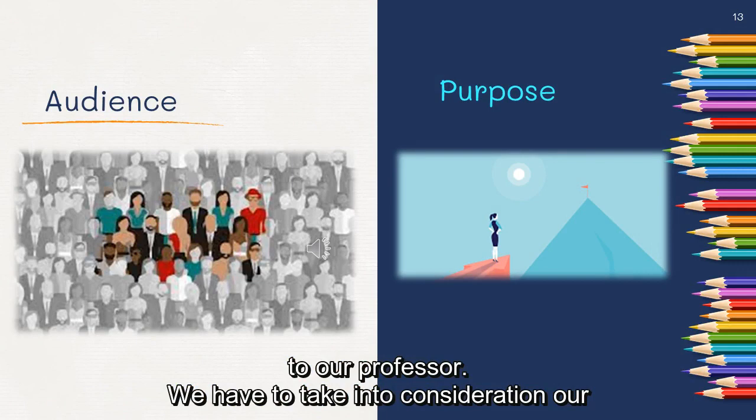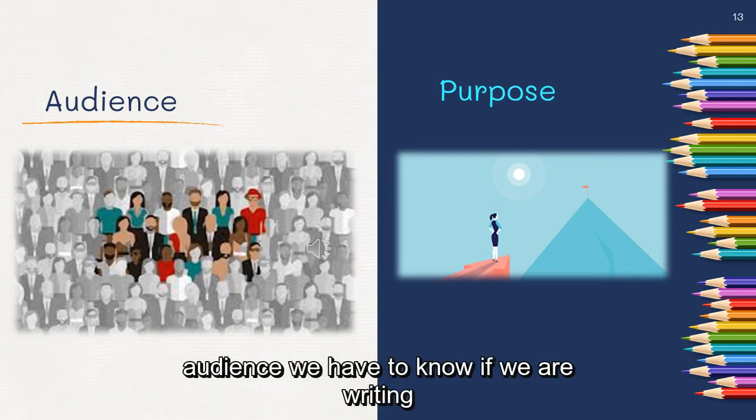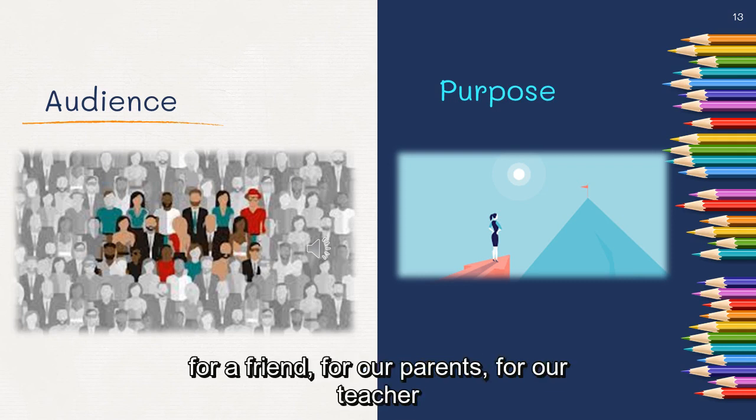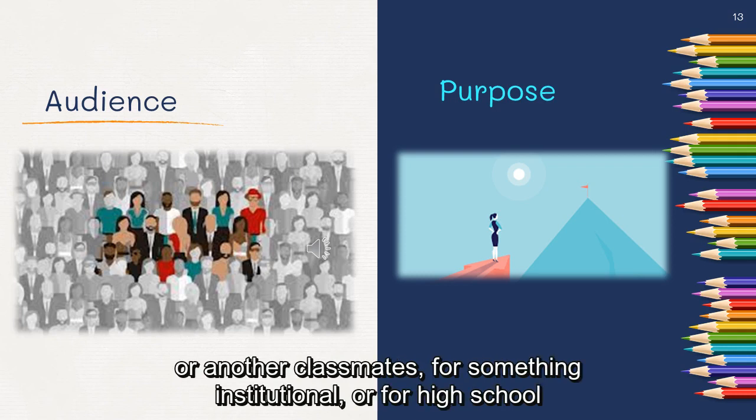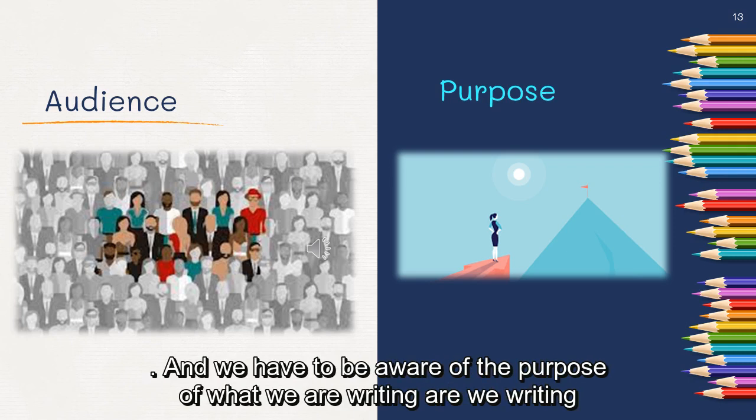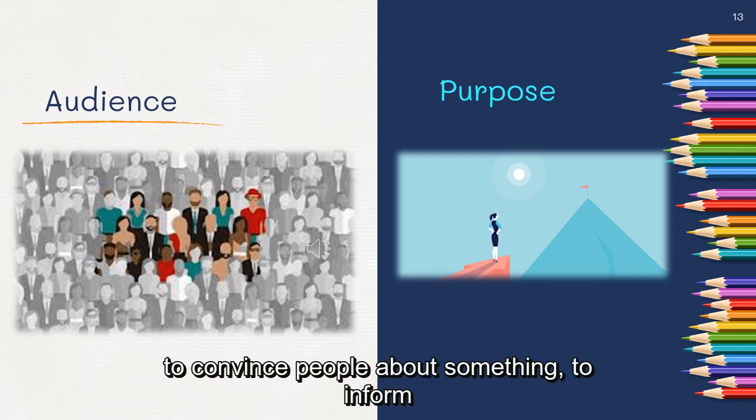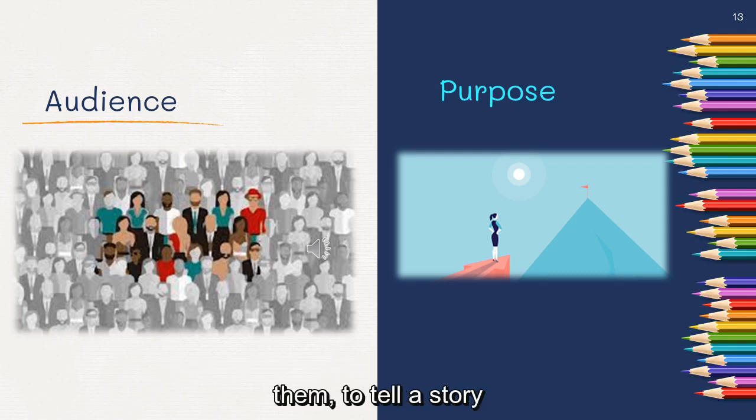We have to take into consideration our audience. We have to know if we are writing for a friend, for our parents, for our teacher, for other classmates, for something institutional, or for high school. And we have to be aware of the purpose of what we are writing. Are we writing to convince people about something, to inform them, to tell a story?